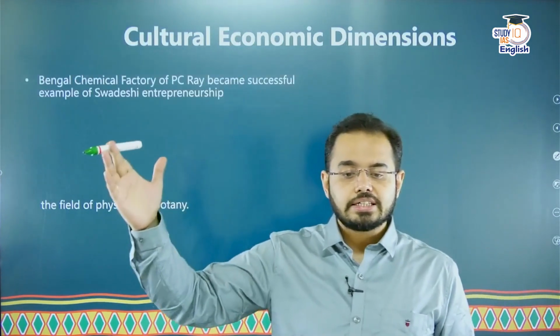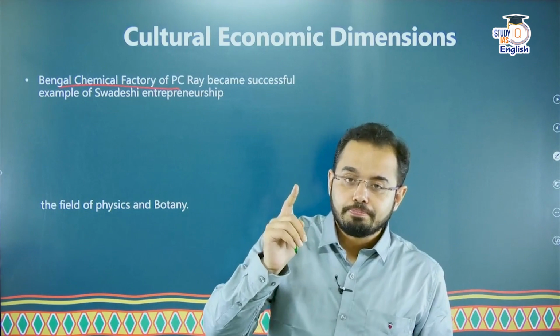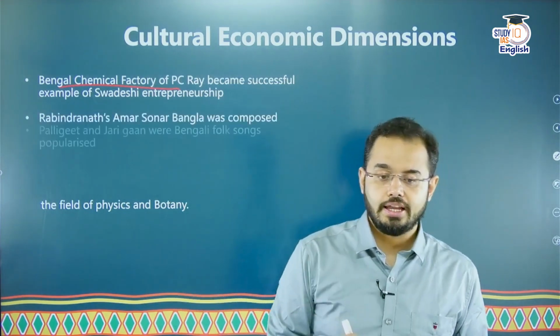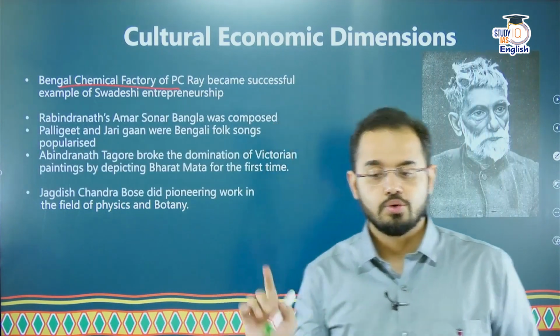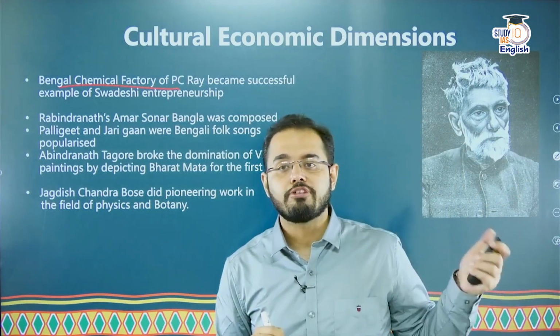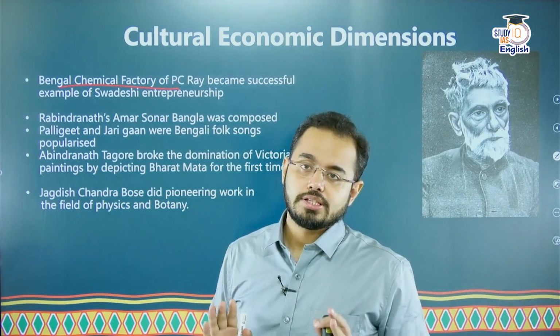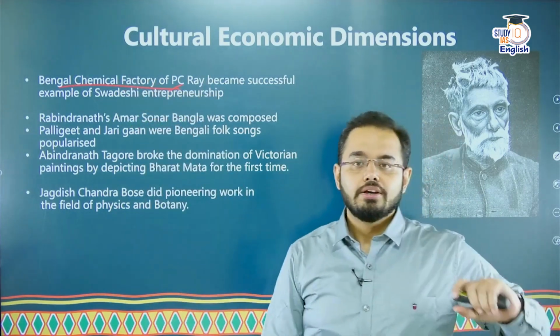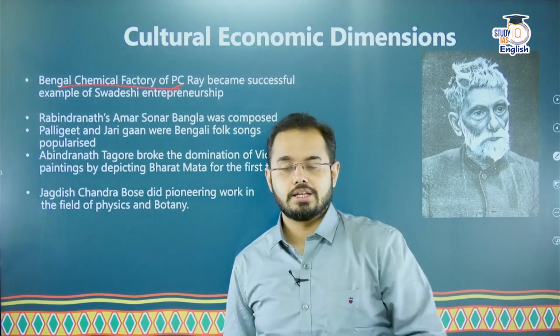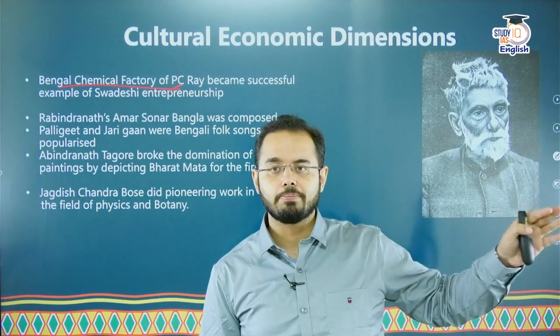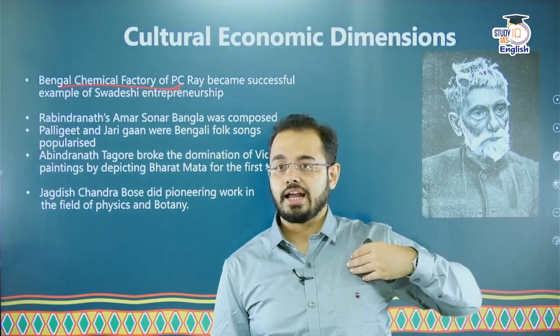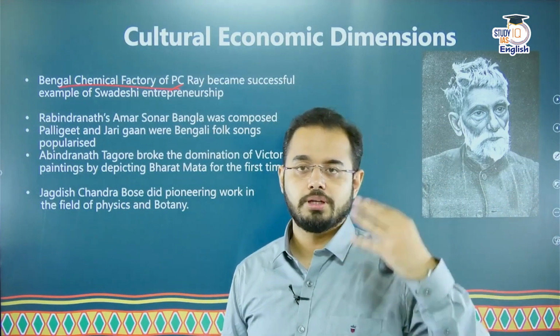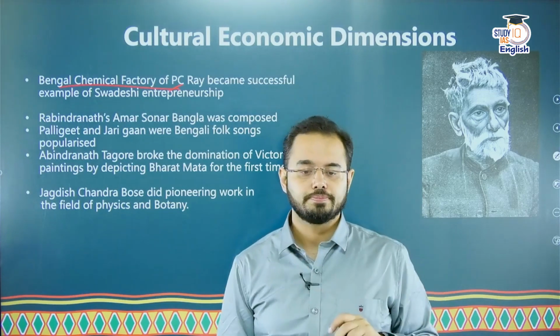But for example, cultural and economic dimensions. For example, Bengal Chemical Factory was being opened up by P.C. Ray. Prafulla Chandra Ray, a very important person whose picture I'm showing you here. He was the father of Indian chemistry. Not just that, he opened a factory also, which is called Bengal Chemical Factory, which became very successful because he was a chemist, and he showed the Indian people that, look, I'm not just an academic, I can also be an entrepreneur. I can also be a businessman, and that too a successful one.